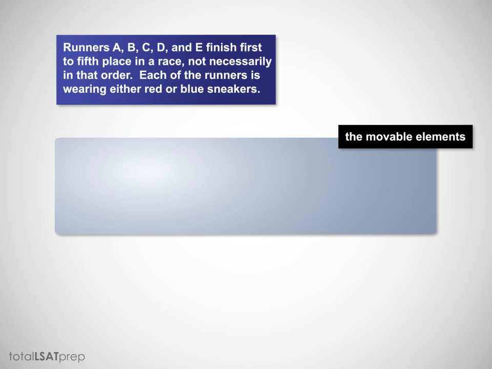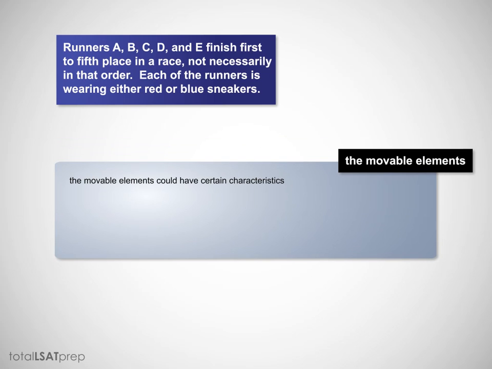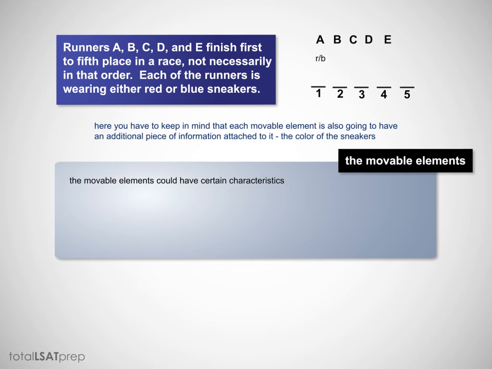So in this game, runners A, B, C, D, and E finish first to fifth place in a race, not necessarily in that order. Each of the runners is wearing either red or blue sneakers. So either red or blue sneakers is additional information. And what it means is that movable elements could have certain characteristics. So here you have to keep in mind that each movable element is also going to have an additional piece of information attached to it, the color of the sneakers.